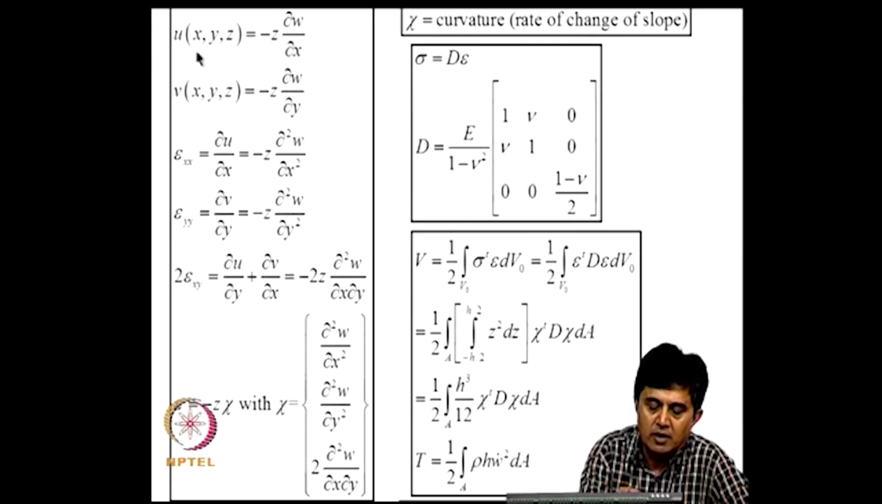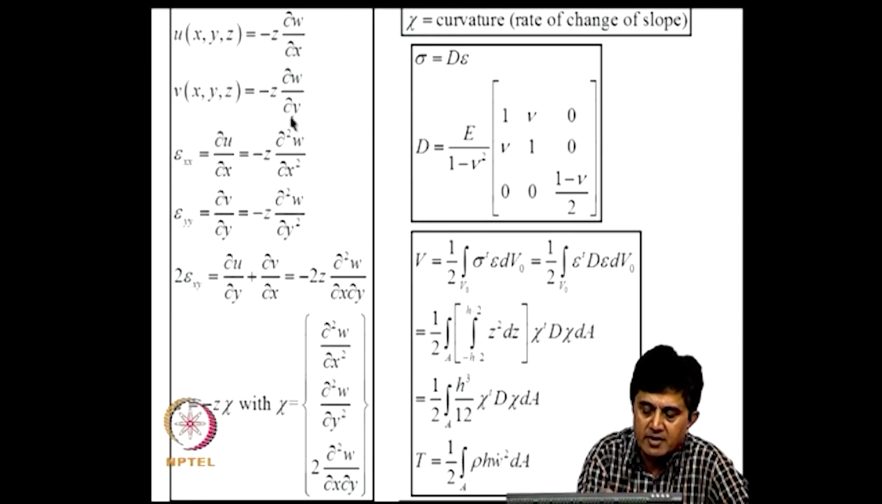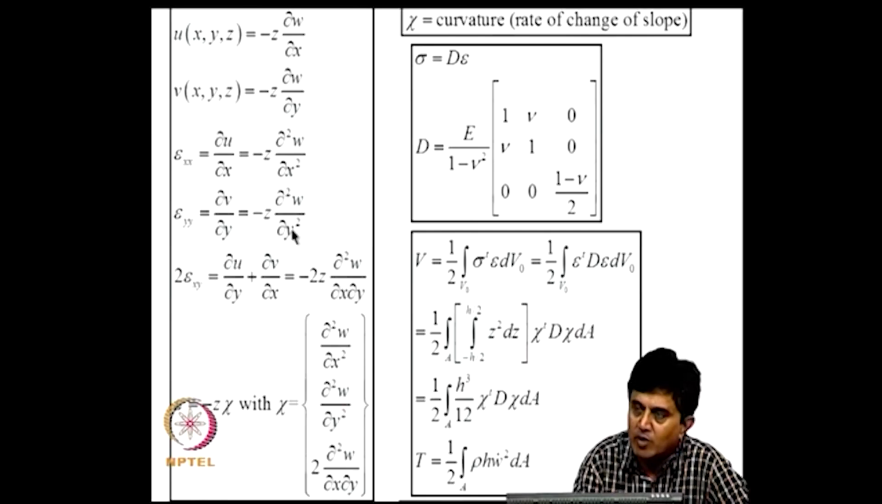So we have now u is given by minus z dou w by dou x, v is given by minus z dou w by dou y. Epsilon xx now I can express in terms of w, it is minus z dou square w by dou x square, epsilon yy is minus z dou square w by dou y square. Shearing strain is minus 2z dou square w by dou x dou y.